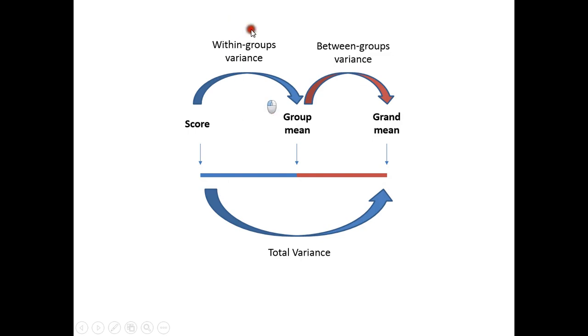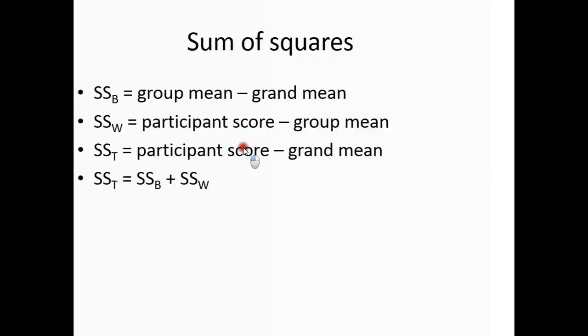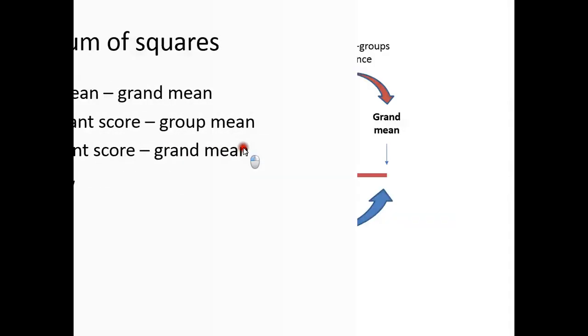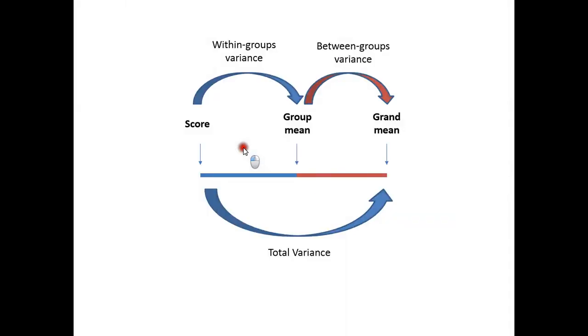The within groups variance is considered a measure of background variation because all the participants within each group have experienced the same treatment effect. So if there were no individual differences or background variation, all the scores within a group would be the same. But because there are individual differences and nuisance variables, the scores within a group are not the same.